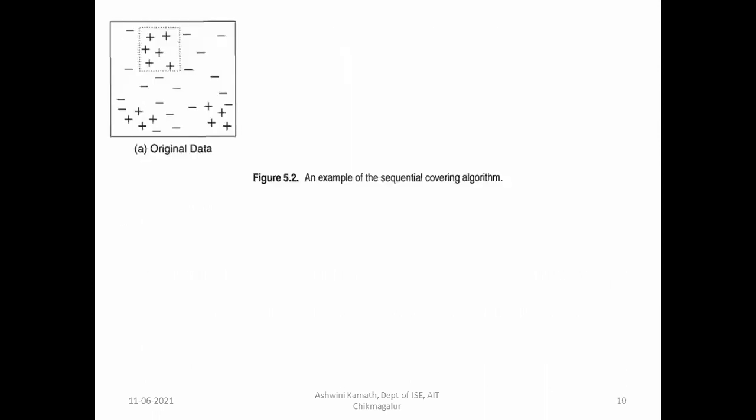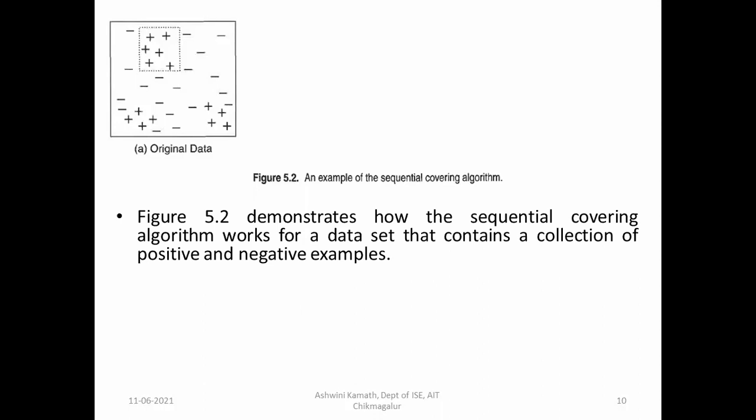Let us consider this with an example. Consider this as the original data. Here we have two classifications, positive and negative, plus or minus. While considering this, you can notice that we have a rectangular covering for the positive examples. This is the area with more positive examples in this collection.